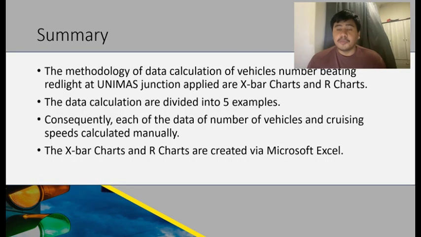For the summary of my presentation, the methodology of data calculation of vehicle number beating red light at Unimas Junction applied X bar charts and R charts. The data calculations are divided into 5 examples, as you can see, inserted into the report. Consequently, each of the data of number of vehicles and cruising speed was calculated manually, and the X bar charts and R charts were created via Microsoft Excel.